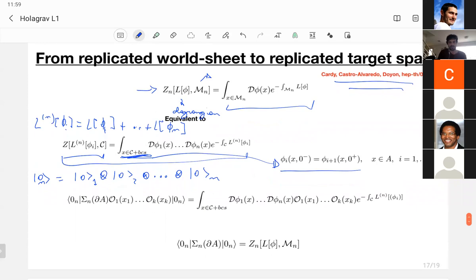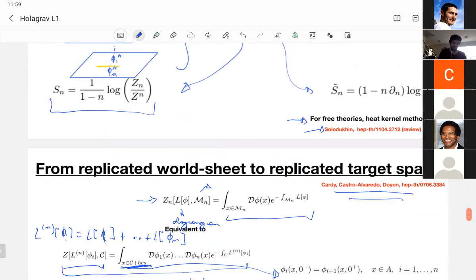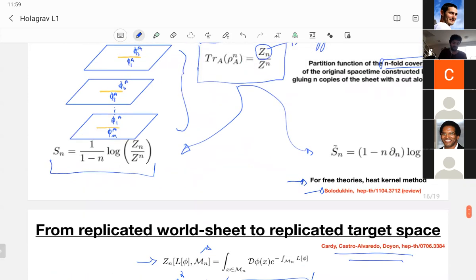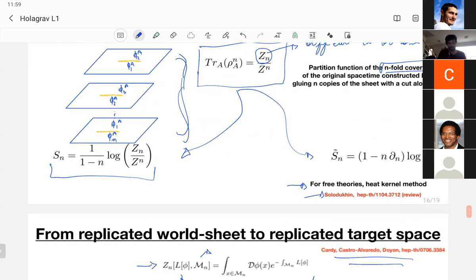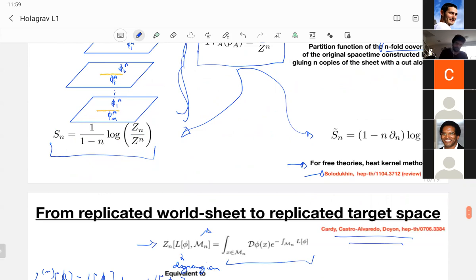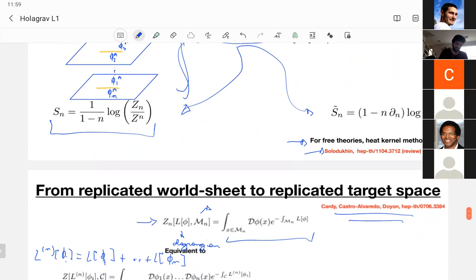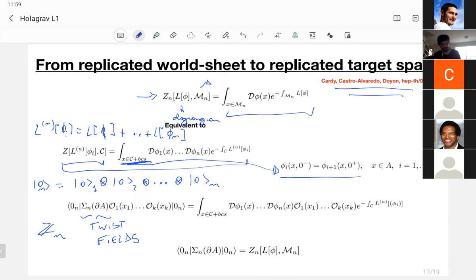This replica trick has a symmetry, S_n, that is a permutation. If you permute, if you exchange these sheets, you have to obtain the same. And once you have this kind of permutation, you can add to your theory something called twist fields. That satisfies this; this is the definition of the expectation value of operators in the theory. You see that the definition is the same as if you were on the complex plane, but again you have these funny boundary conditions that tell you that you are computing this expectation value with a twist field.